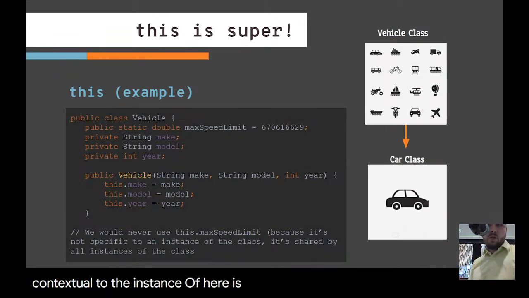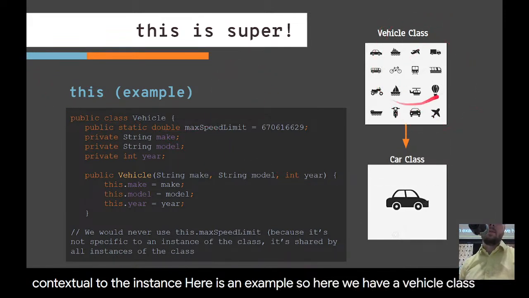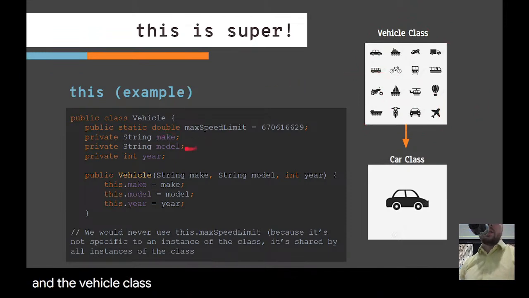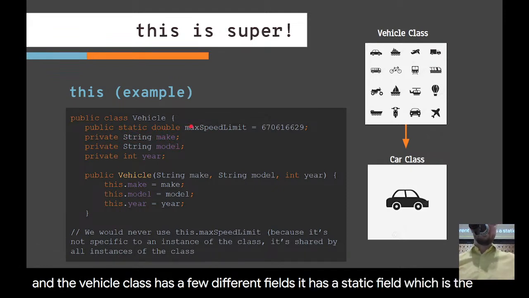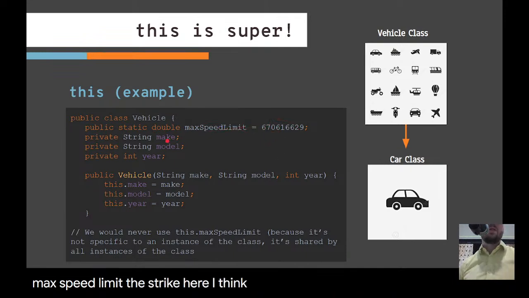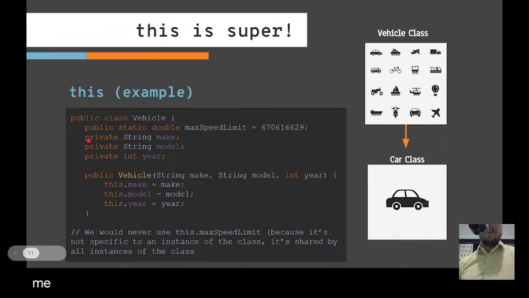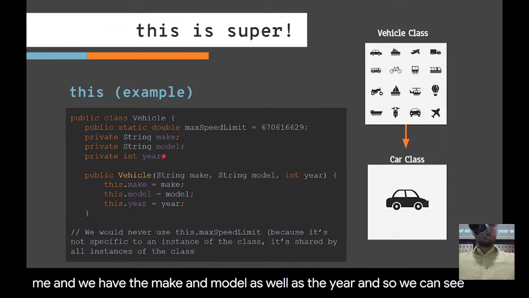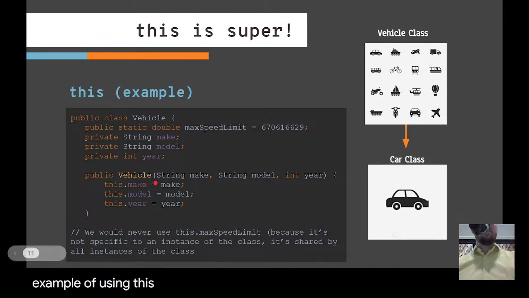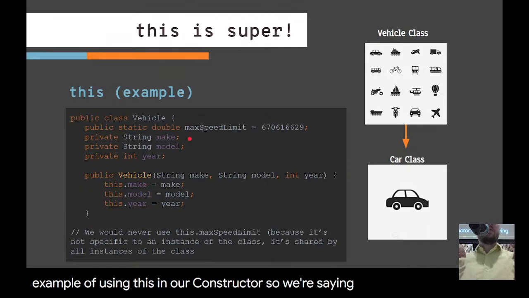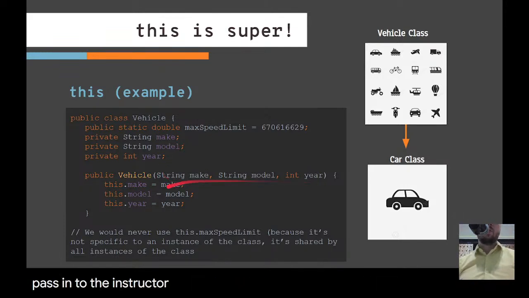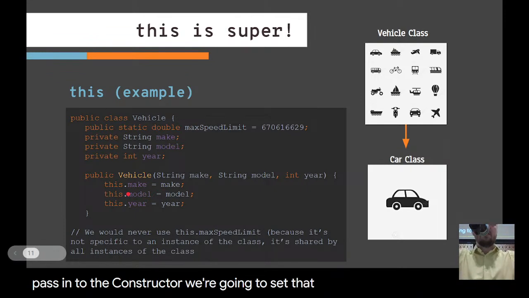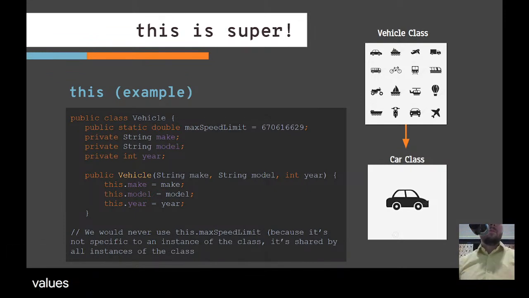And so here is an example. Here we have a vehicle class. And the vehicle class has a few different fields. It has a static field, which is the max speed limit. This right here, I think, is the speed of light, if Google didn't lie to me. And we have the make and model as well as the year. And so we can see an example of using this in our constructor. So we're saying whatever values we pass in to the constructor, we're going to set that instance, this instance, we're going to set those values.